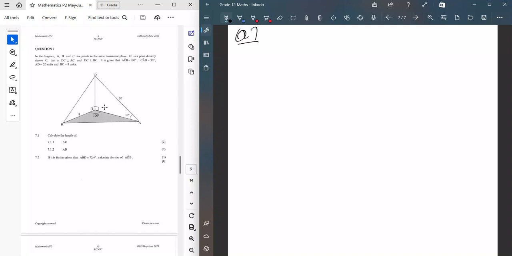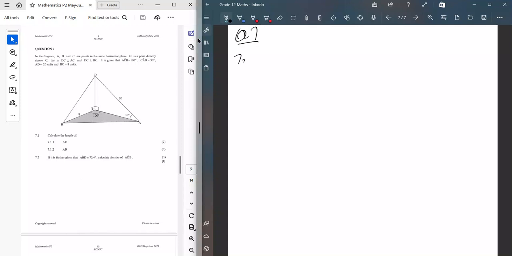So in the diagram, A, B, and C are points in the same horizontal plane. D is a point directly above C. That is, DC is perpendicular to AC. It is given that angle ACB is 100 degrees. Angle CAD is 30 degrees. AD is 20 units. BC is 8 units. Now, calculate the length of AC.